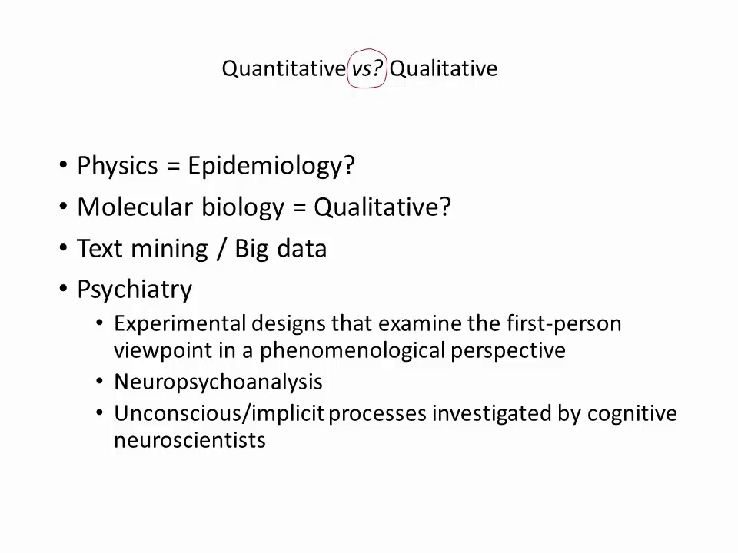As I told you, in molecular biology there are no real numbers. There are words only, but this is not a qualitative study. And you can now do statistics with words. This is called text mining. So when you do text mining, is it a qualitative study because it is words, or is it a quantitative study because there are statistics and numbers? And in psychiatry at the moment, you have neuropsychoanalysis. Is it a qualitative approach or a quantitative approach, etc.